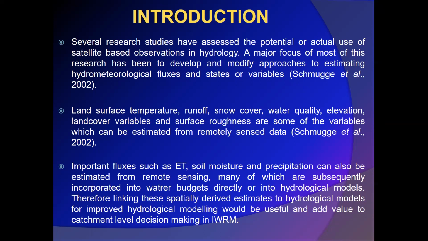Variables such as land surface temperature, runoff, snow cover, water quality variables, elevation information, land cover information, surface roughness are just some of those variables that can be estimated from remotely sensed data. And these variables then can be further either modeled, put into algorithms, or put into hydrological models to help us to get our predictive analyses going.